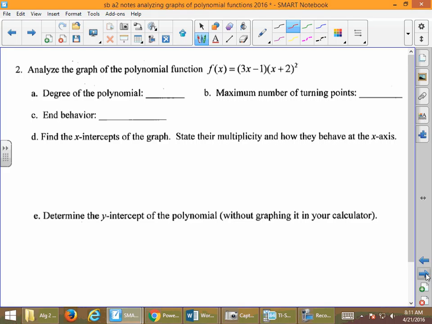What's the degree of our polynomial? It's 3. Remember, the exponent on this is a 1. 1 plus 2 is 3. So if our degree is 3, how many turning points do we have? 1 less. Somebody says. On the front, you said the maximum number.